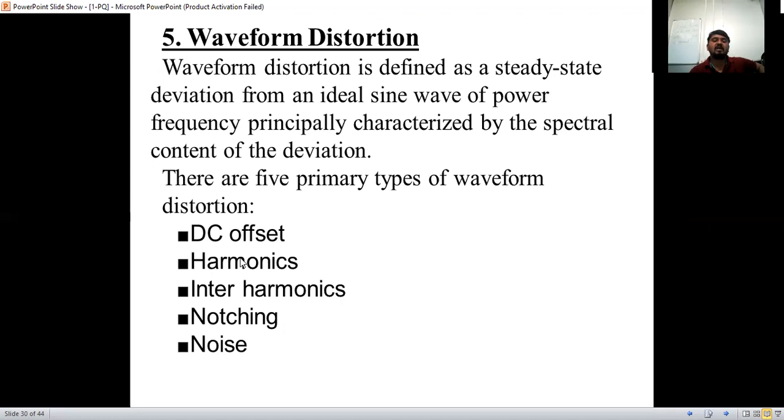When harmonics are present in the output, waveform distortion occurs. Interharmonics are components that are not integer multiples of the fundamental. Some places, due to non-linearity, will have notches, which is called notching, or flickers will come. Noise will also be there. Tomorrow we will discuss what DC offset, harmonics, interharmonics, notching and noise mean.